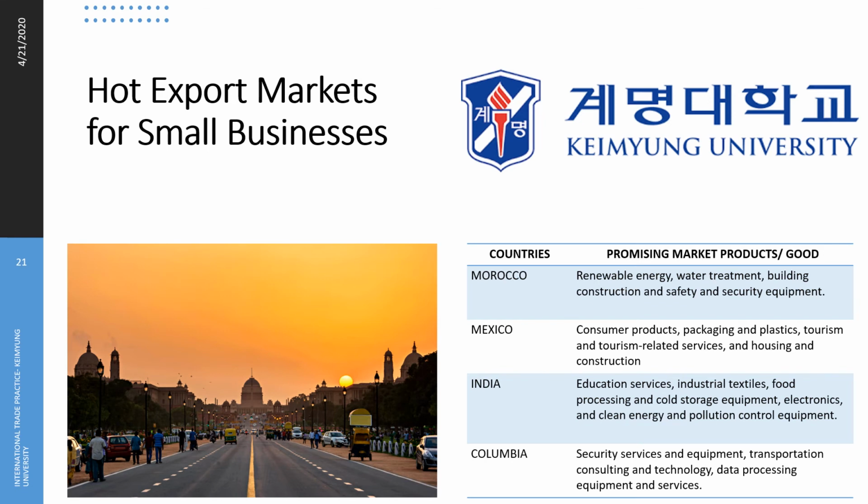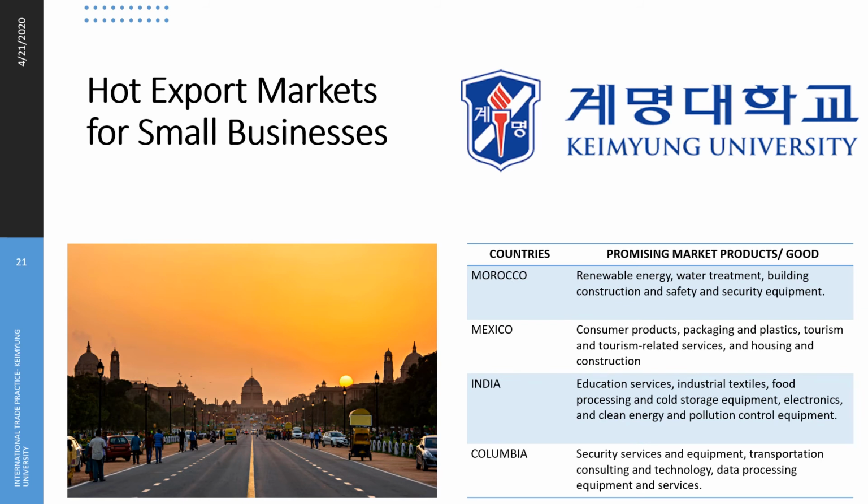Okay, I would like to give you some of the hot export markets for small businesses. So if I plan to visit Morocco, what kind of products could I introduce to them? Some of the promising market products or goods for Morocco are renewable energy, water treatment, building construction, and safety and security equipment. If I want to invest my money and export a product in Mexico, the promising market products are more on consumer products, packaging and plastic, tourism and tourism related services, and housing construction. Maybe at the moment it's not yet applicable because of the coronavirus, but previously these are the promising products you can find or create for the market in Mexico.